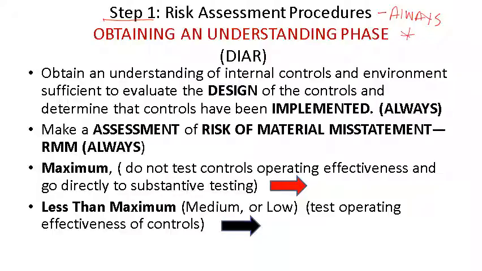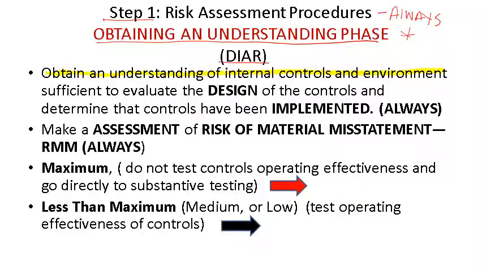Okay, but I've given you another way of talking about the risk assessment procedures. It's also been called the obtaining an understanding phase, and I've given you this silly mnemonic here, DIRE, so that you remember what some of the key words are associated with this. It's looking at the design, implementation, and then making an assessment of risk. We're going to assess the risk of material misstatement. And this Step 1 is done in every audit, and in these audits, the auditor is to obtain an understanding of the internal control of the entity and the environment that they operate in.